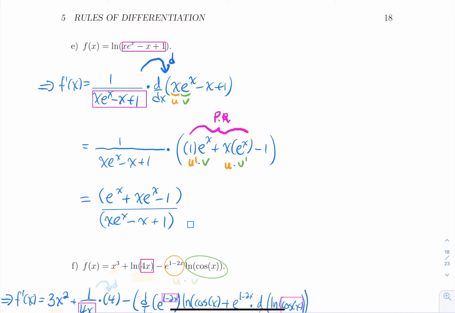And inside that something, we have to use a product rule and some basic differentiation for minus x and plus 1. All right, let's do another example.